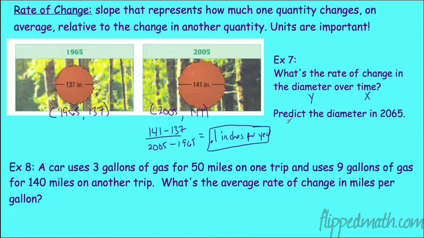Predict the diameter in 2065. Well, right now in 2005, it's 141. And on average, it's going to grow 0.1 inches, right? And how many years? From 2005 to 2065, that's 60 years. So 60 times 0.1 is 6. 141 plus 6 is 147 inches. All right? It's not growing real fast, is it?